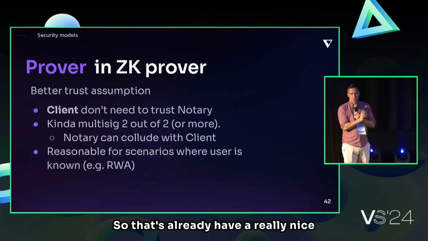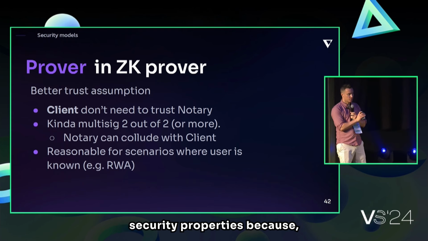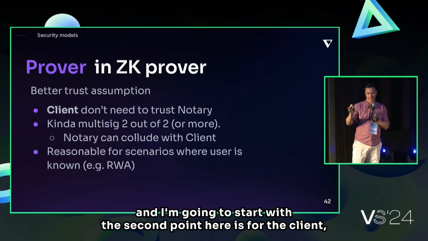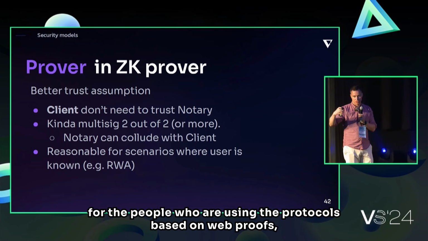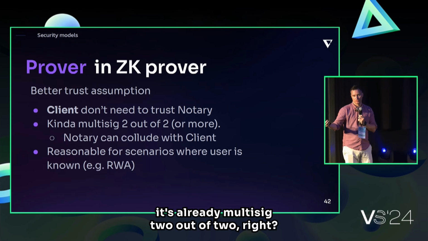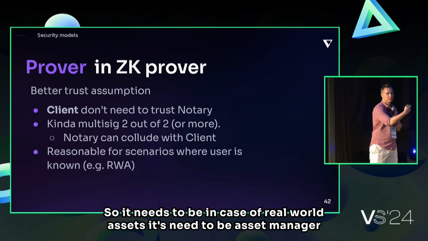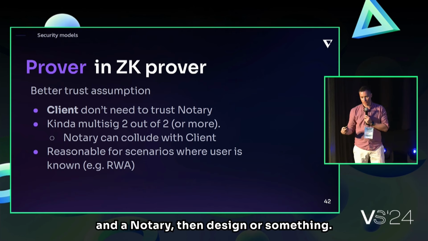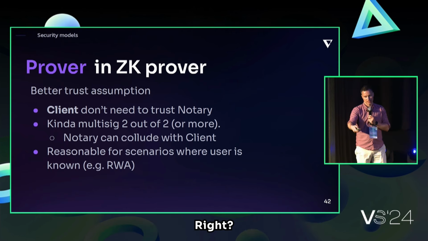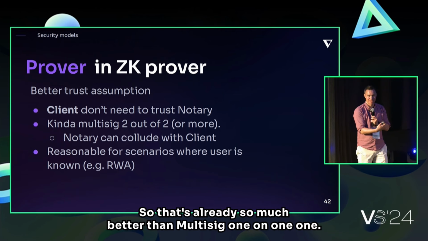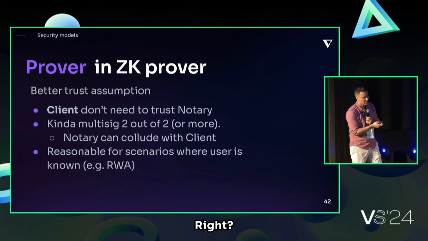So that already has really nice security properties. I'm going to start with the second point here: for the people who are using protocols based on web proofs, it's already a multi-sig 2 out of 2, right? In the case of real-world assets, it needs to be the asset manager and a notary, then designing on something, and they cannot do it without each other. So that's already so much better than a multi-sig 1 of 1, right?